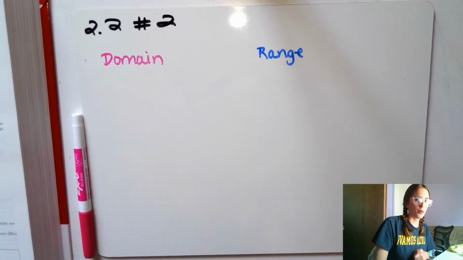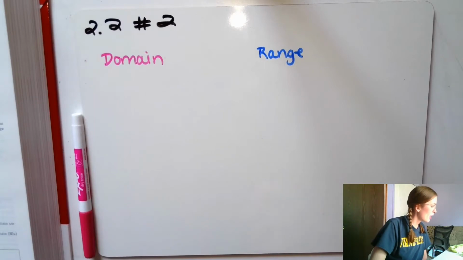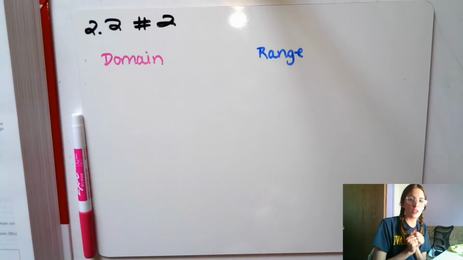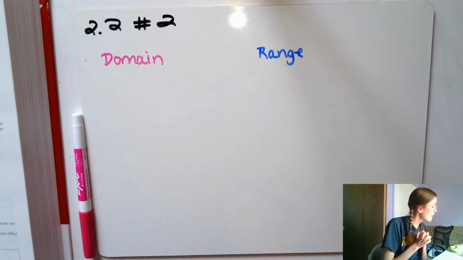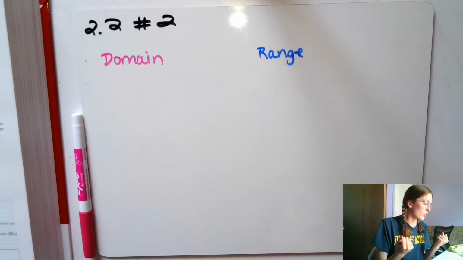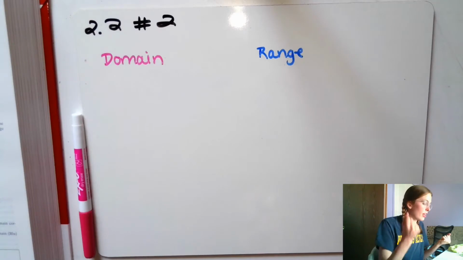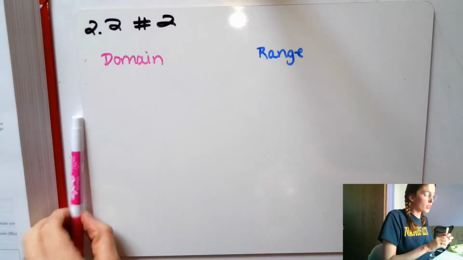This is section 2.2, example number 2. So we're looking at part A. We're trying to decide whether or not each correspondence is a function. Part A is the correspondence that assigns to a person his or her weight. Is it a function? We're to assume that the first part, the person, is the domain, and the second part is the range. So person to their weight.